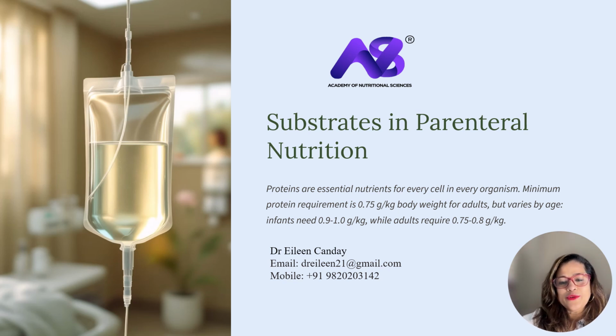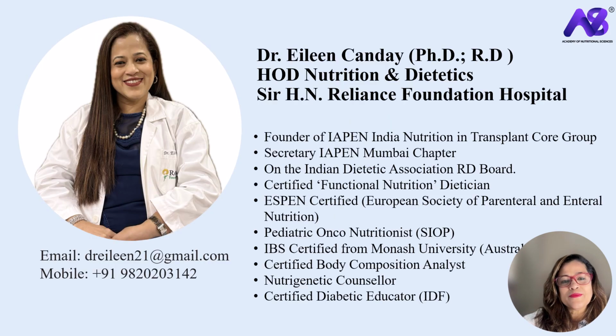Substrates in parenteral nutrition. We all know that the basic protein requirement for different individuals is different. Say for infants it is 0.9 to 1 gram, adults 0.7 to 0.8 grams, and for the general population, according to the RDA, it's about 0.75 grams. However, when we talk about substrates for parenteral nutrition, we have to do very minute calculations for amino acids.